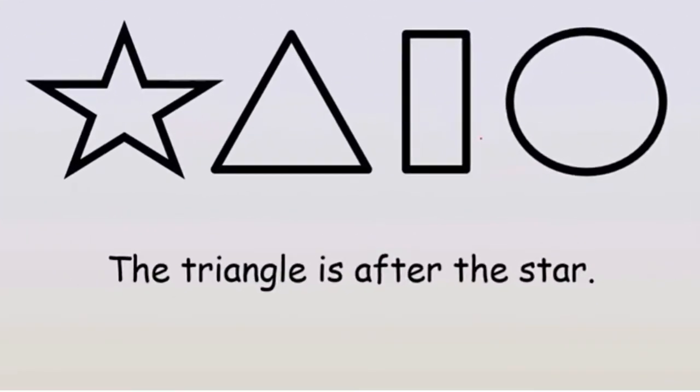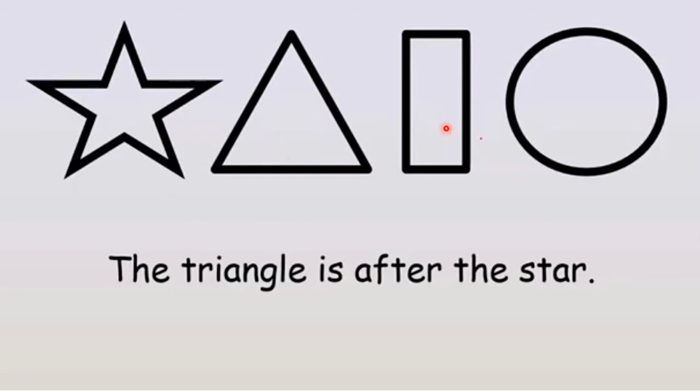And here is an example. Look here, children. What is this? These are shapes. What is this? Star. And what is this? It's a triangle. And what is this? This is a rectangle shape. And what is this? This is a circle. Okay. The triangle is after the star. Which is the triangle here? This one. The triangle is after the star.